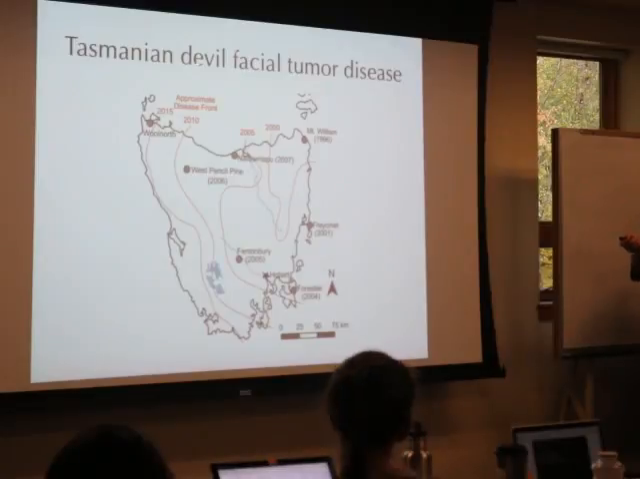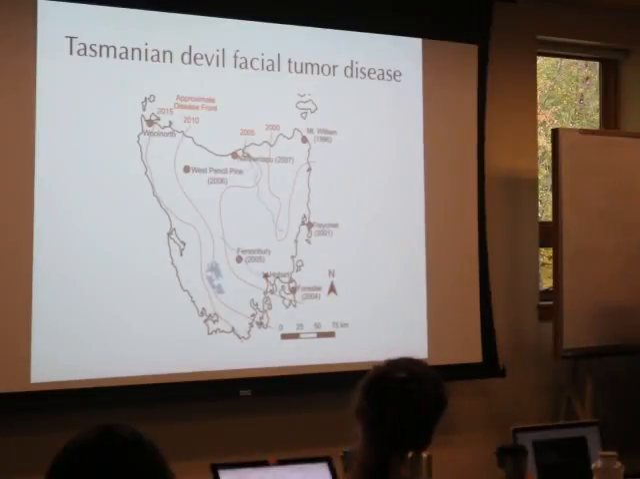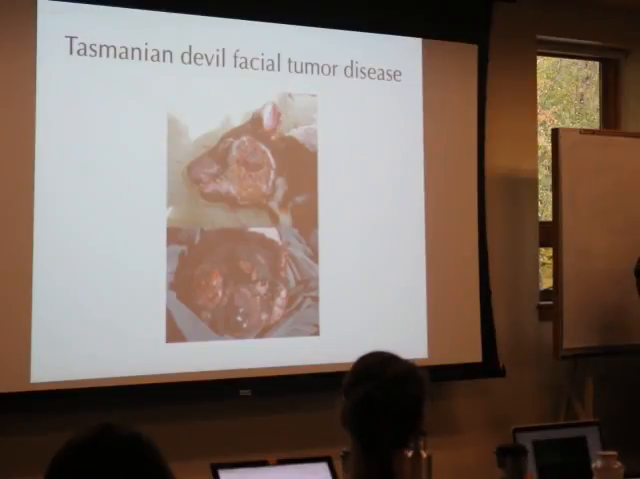As the name suggests, this devil facial tumor disease is a set of tumors that grow mostly on the faces of these animals. It's a really nasty thing. And for the most part, animals who are infected with this disease die within about 6 months. So that's been the general pattern over the past 20 years.